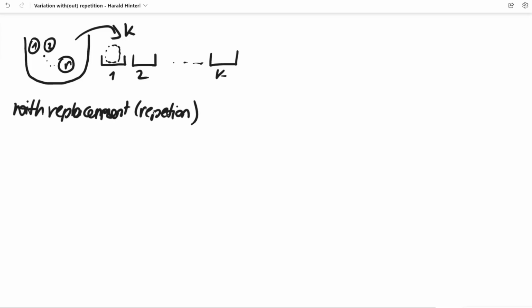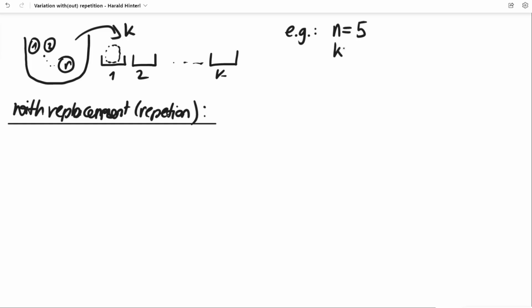So what does this mean? This means you draw a ball and put it back to the urn. So the original experiment has not changed. So I try to explain this by using numbers, small examples. So let's say we have an urn with 5 balls and we take out 3 balls. First is with repetition.